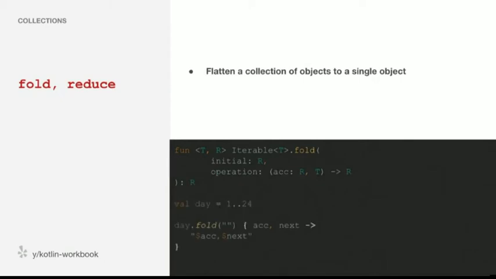Fold and reduce, for folks that are familiar with MapReduce, this is basically the way you turn a collection into a single item. You start with some initial value, you perform some operation in which you get every item and you do something with it to actually fold it into the accumulator.